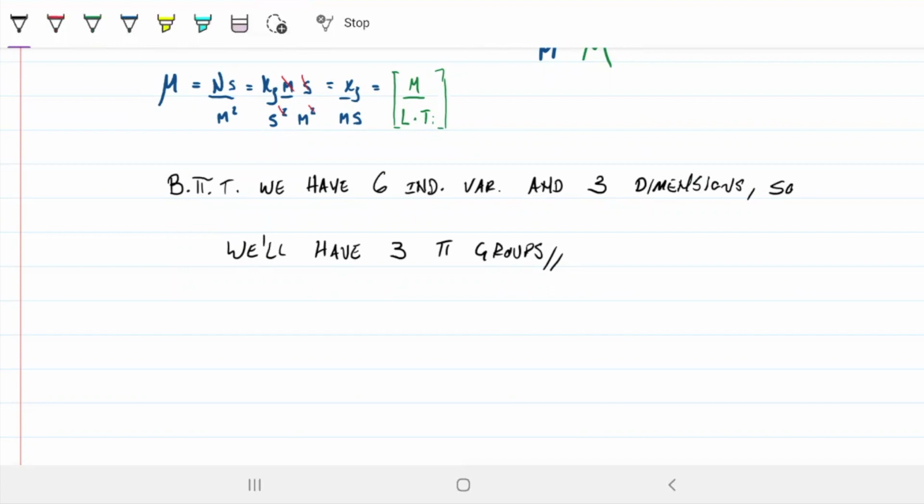Now we could use the step-by-step method, which is the one I showed you before. But what I'm going to do is use the same method the convener taught you guys. So we're going to choose the thing we're interested in. We're going to choose the pressure drop because that's what we're interested in, plus 3 independent variables. Why 3? Because of this 3 here.